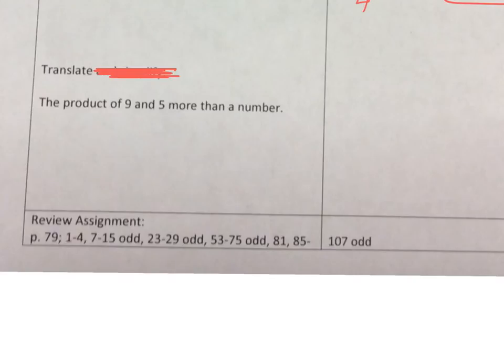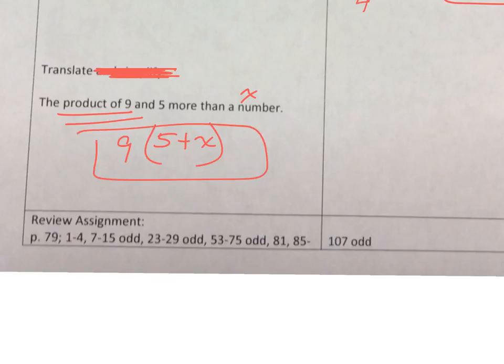And we know that where it says a number, that's where we want to start. That's where x is going, and we'll work our way out from there. So if we put 5 more than a number, that would be 5 plus x. We want the product of 9 and that, and product means to multiply. And it's multiplied by this whole thing, so we want parentheses, and we'd want a 9 out in front of that. Now, that's the kind of stuff that's coming on your test.